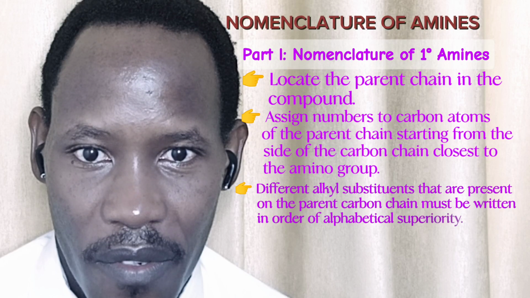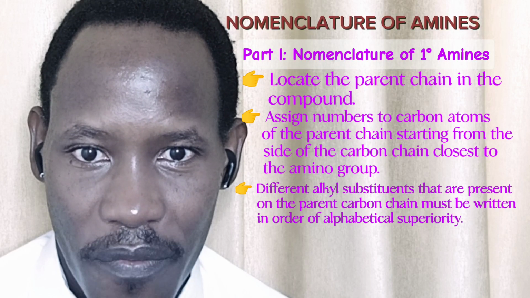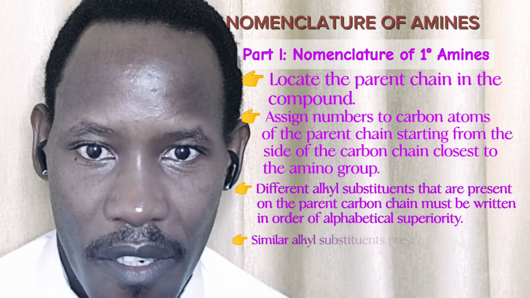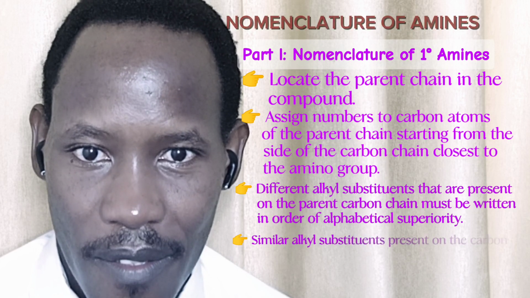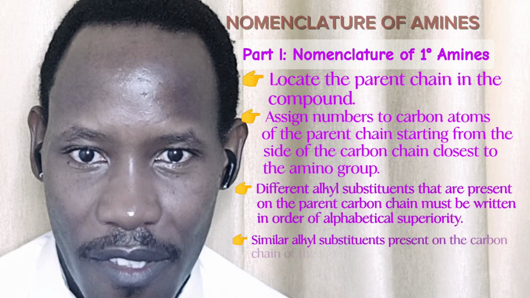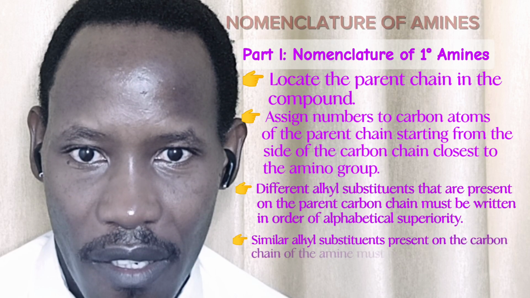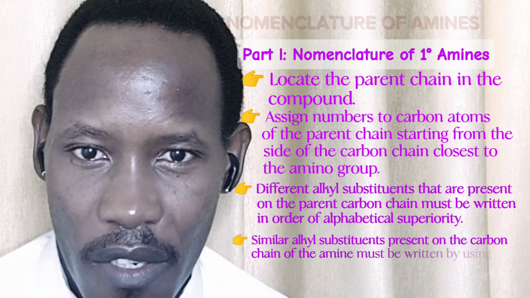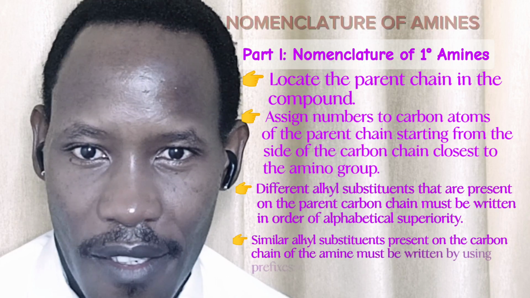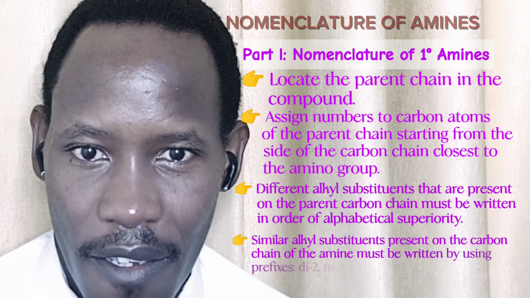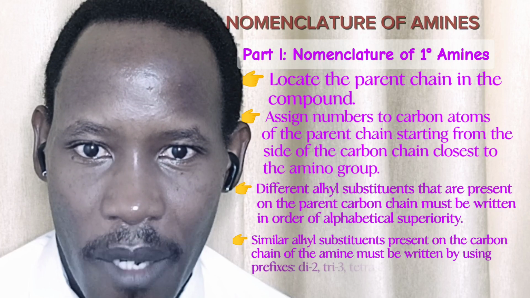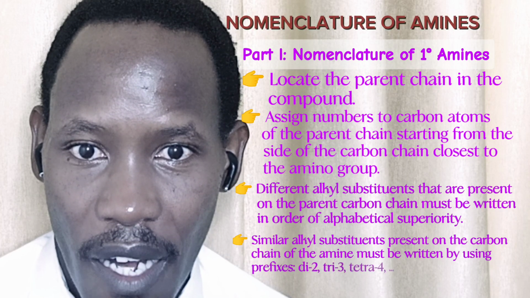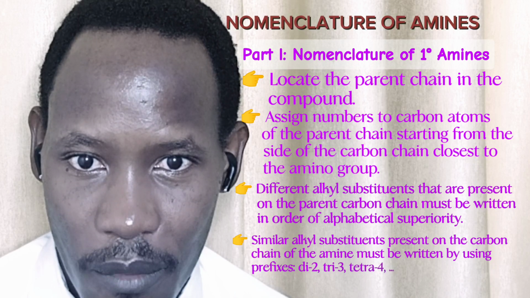The final guideline, or guideline number 4, is that in case you are having more than one similar alkyl substituent on the carbon chain of the amine, then the prefixes di meaning 2, tri meaning 3, tetra meaning 4, and so on must be used to indicate the number of repeated alkyl substituents.